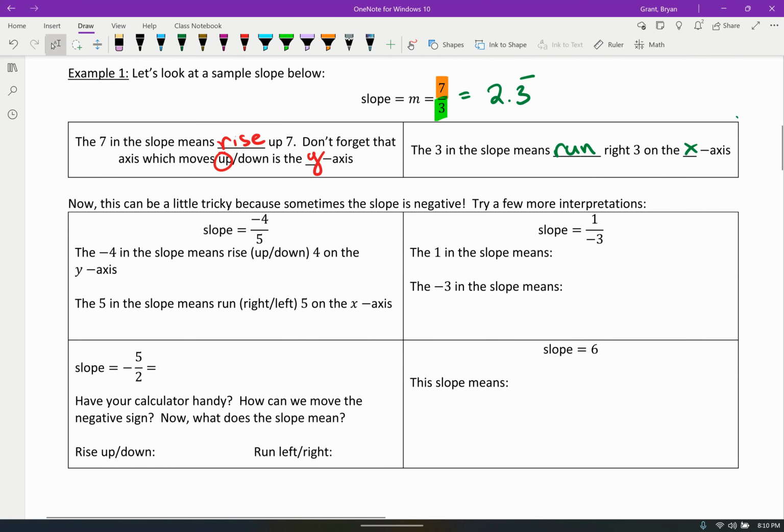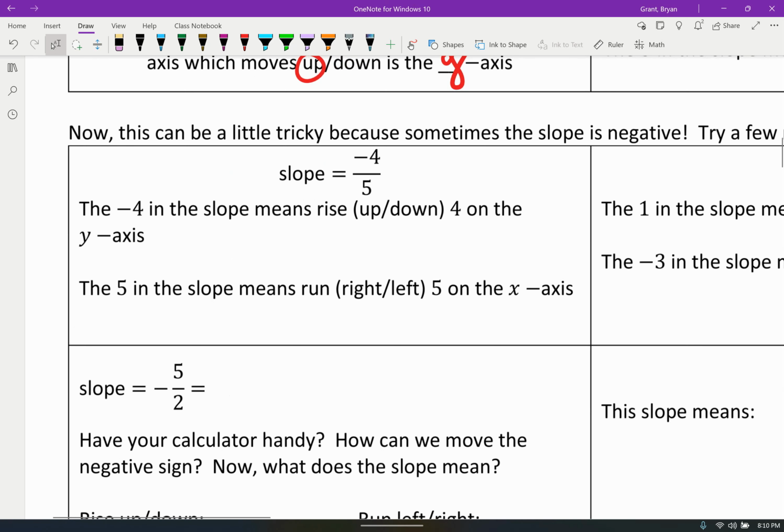So let's go ahead and try these 4 down below. And if you have the time, you should pause this video and try those. They're not too bad. But if you don't, you can leave this playing. So we're going to go ahead and start with our first slope on the top left, which is a slope of -4/5. The -4 is in the numerator, and so we know that's dealing with the y-axis.